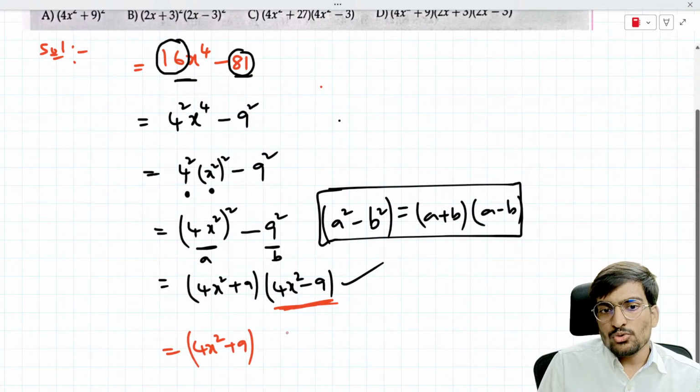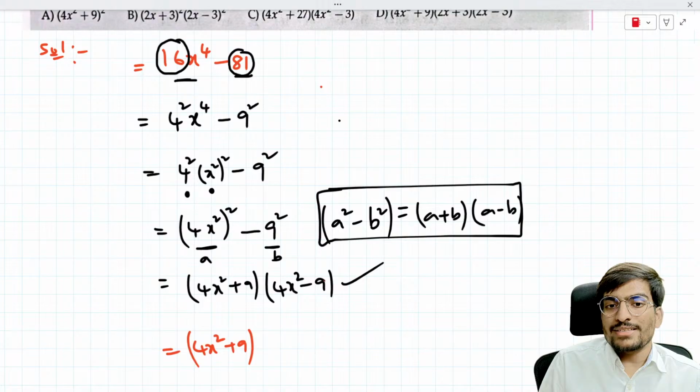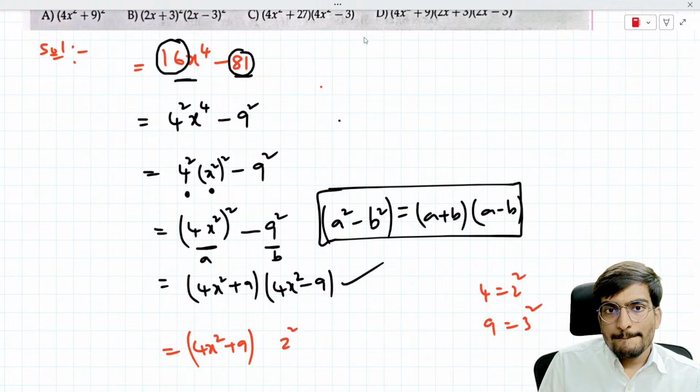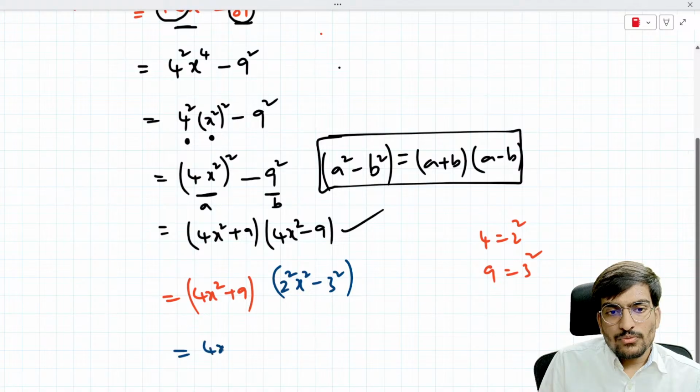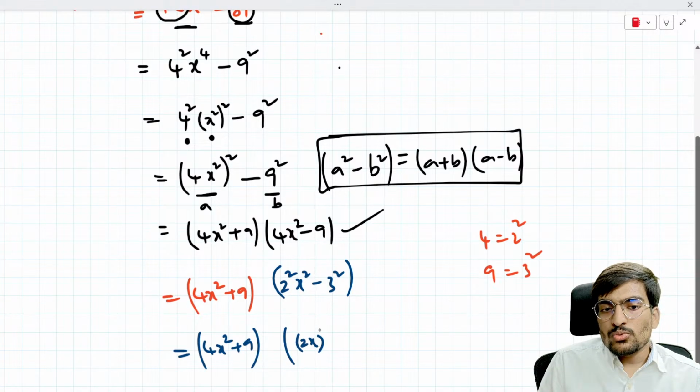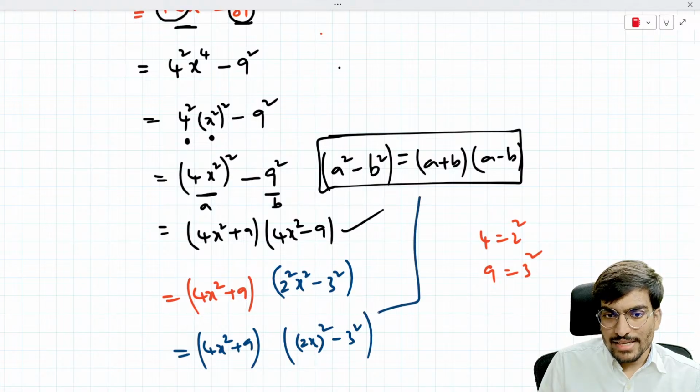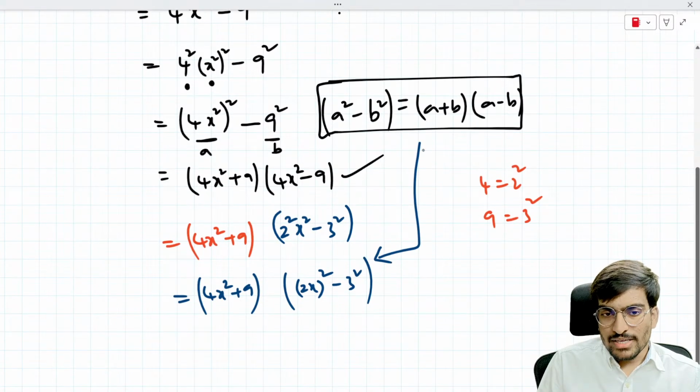And what can we do? It is in the form of what? A square minus b square. How? That 4 and 9 are still perfect squares. Like 4 is nothing but 2 square, 9 is nothing but 3 square. So I'll write it as 2 square x square minus 3 square. So this is as it is, 4x square plus 9, same, and then I'll turn this into 2x whole square minus 3 square. Now it is again the same formula, a square minus b square.